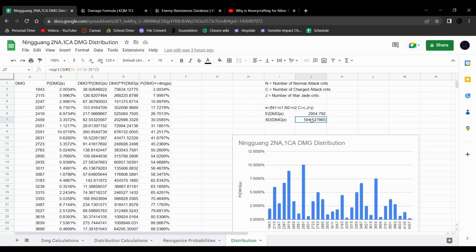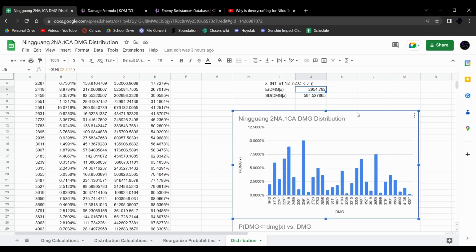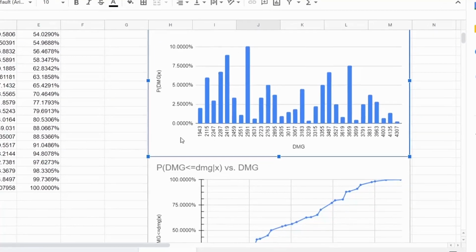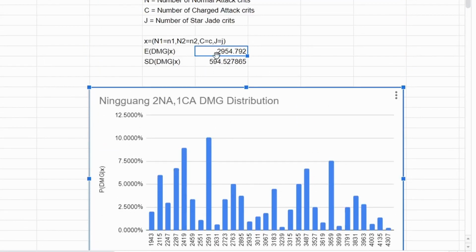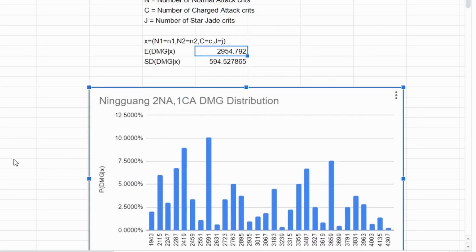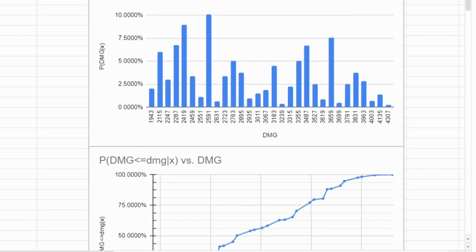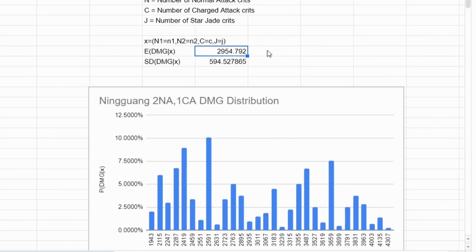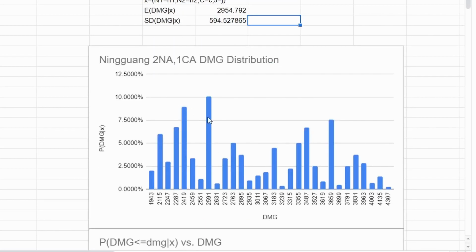But we have to keep in mind something here. What is my probability that I actually do this expected damage? Let's take a look at our distribution. We can read here, our expected damage is 2,954. Well, I don't have a 2,954 because this is a discrete probability. I actually technically do not have this. It's technically impossible to get this damage. But let's assume that it's continuous and just pretend that it can be here.